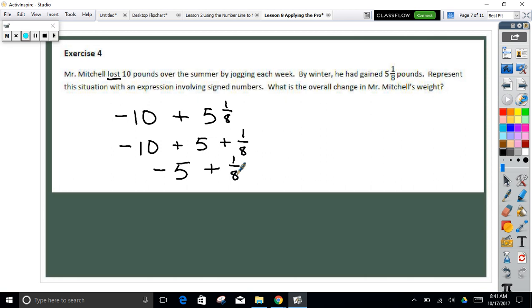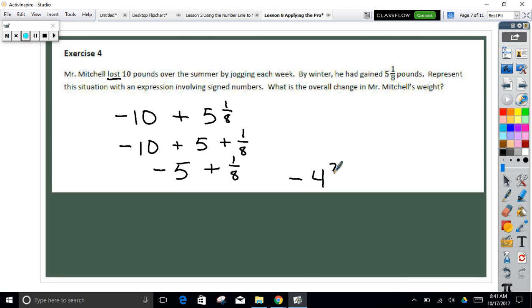So we can imagine being at negative 5 on the number line and then just moving to the right 1/8 of a unit, of a whole unit. So what would we end up at? Adria? 4 7/8. You're missing a little piece to that. Negative 4 7/8. Good.